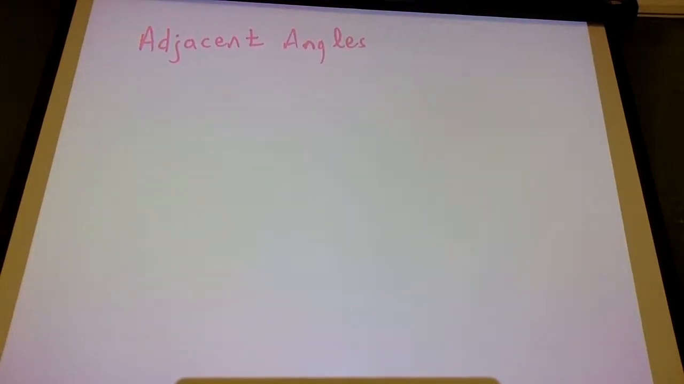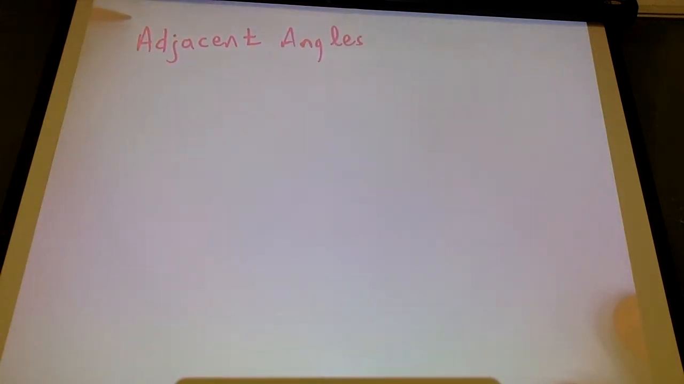In today's lesson, we've got a bunch more vocabulary to go through before we can continue learning how to find these missing angles. This is going to bring a little bit more complexity to those questions. But before we get there, we need to know what we're talking about. So, the first word that we need to understand is what an adjacent angle is.